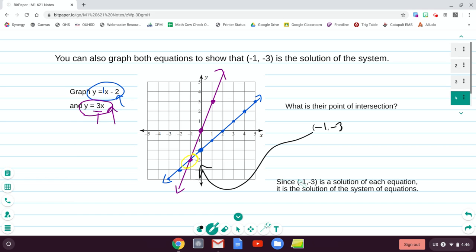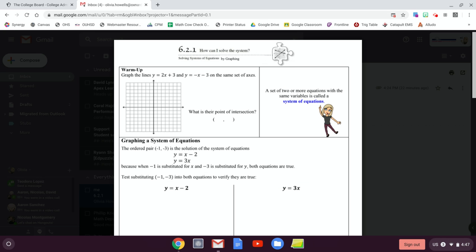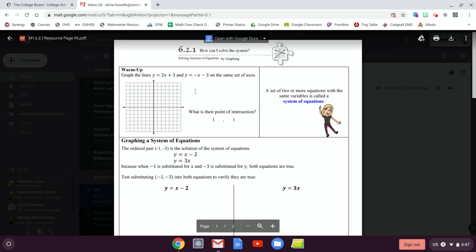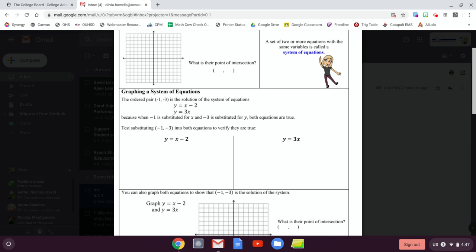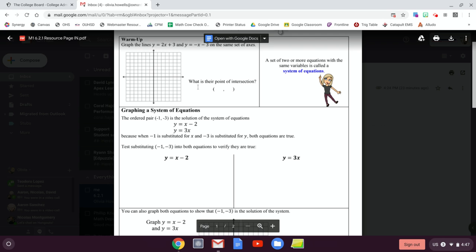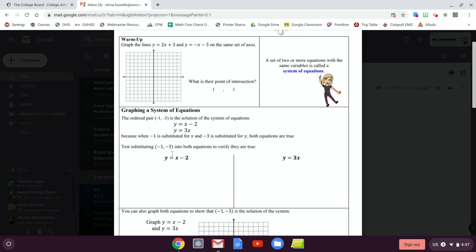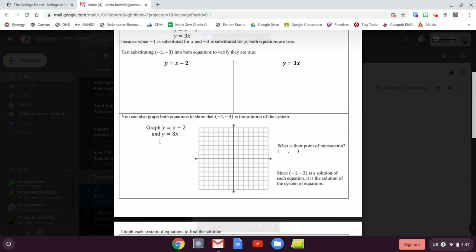So that's why -1, -3 is the solution to the system. So since -1, -3 is a solution of each equation, it is the solution of the system of equations. So that's what we're doing this week, is we're trying to find the solution to the system by graphing both equations. Cool? So now let's go back and look at that page. So we did this box, the warm-up. We looked at the definition of a system of equations. We tested the point in both equations. And then we graphed both equations and we got that solution -1, -3.